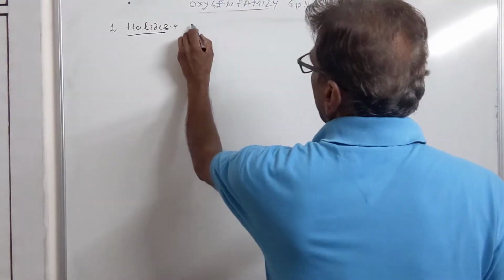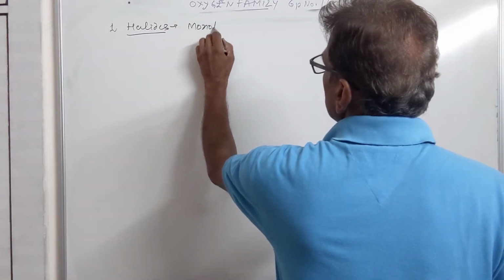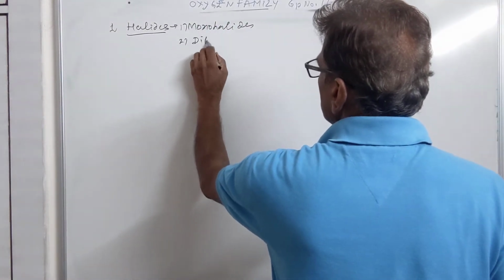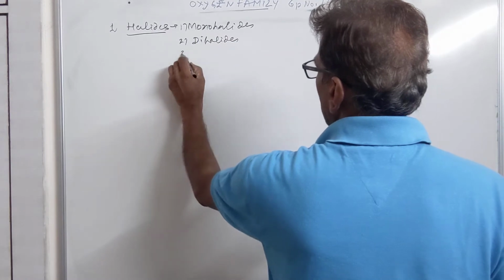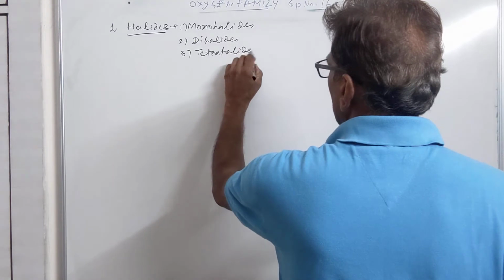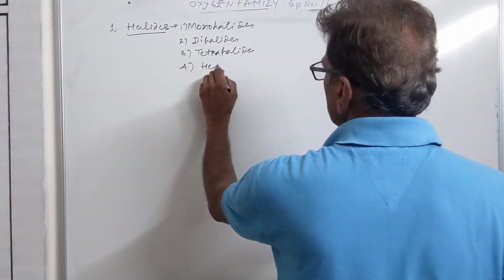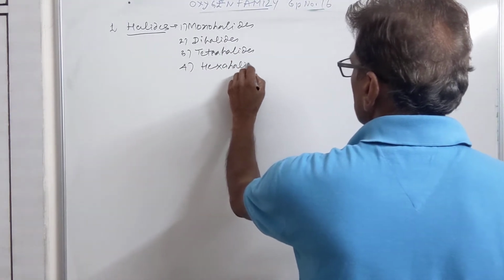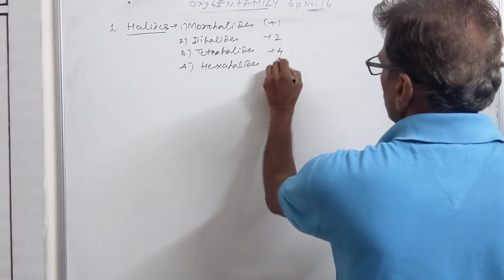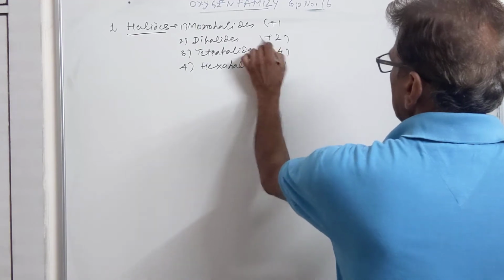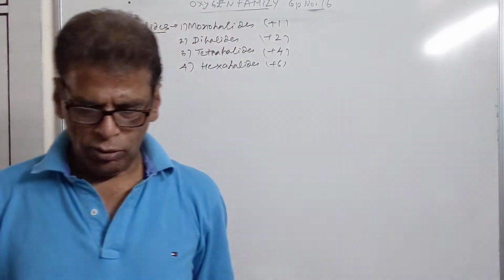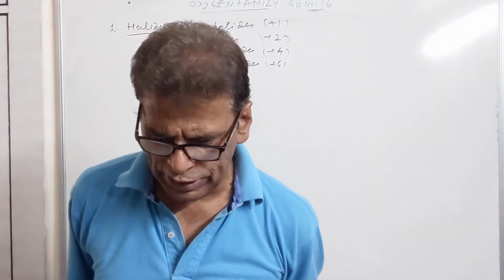They may be monohalides, dihalides, tetrahalides, and hexahalides, where they show +1, +2, +4, +6 oxidation states. By utilizing their vacant d orbitals, they can extend their oxidation state also.